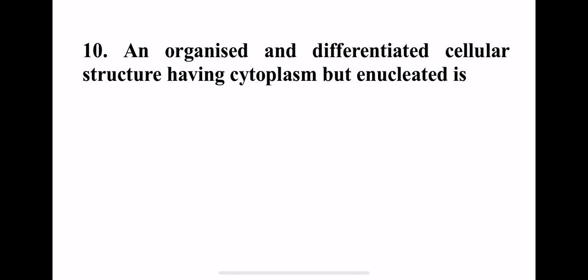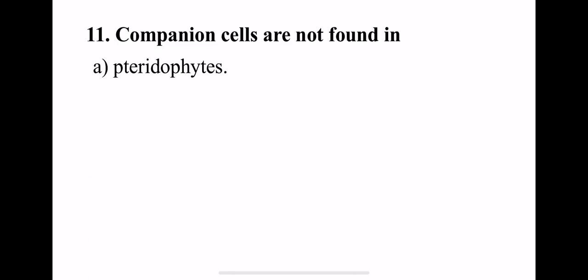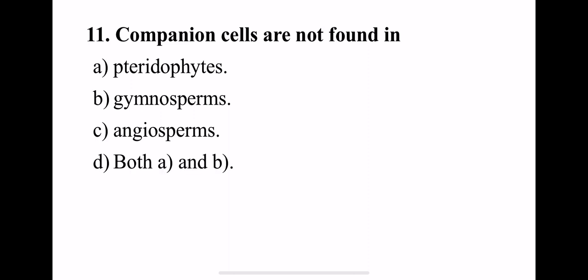Next, an organized and differentiated cellular structure having cytoplasm but anucleated. So, while explaining the phloem, as I already told, vessels, xylem parenchyma also have a nucleus, sieve tubes don't have a nucleus, they are enucleated, tracheids also are enucleated. Companion cells are not found in pteridophytes and gymnosperms, where they are absent. It is present in angiosperms but absent in pteridophytes and gymnosperms. Both A and B are correct answers.